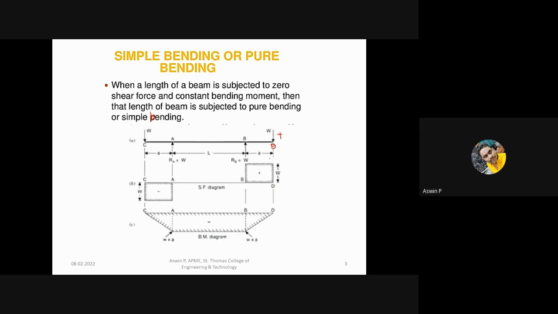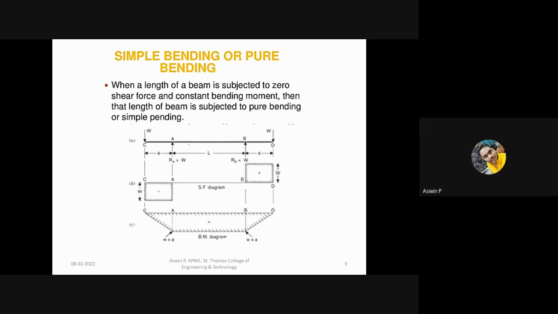Okay. When it comes to B, you can see that there is no intermediate load here. So definitely this will be a horizontal line till B. But there is a support reaction, that is W, acting in the opposite direction to the force at D. So when you are taking it like that, W minus W will become 0. So at point B, there will not be any shear force.